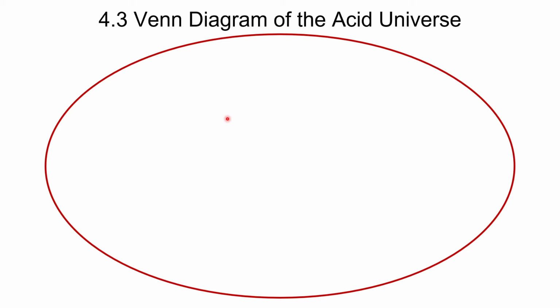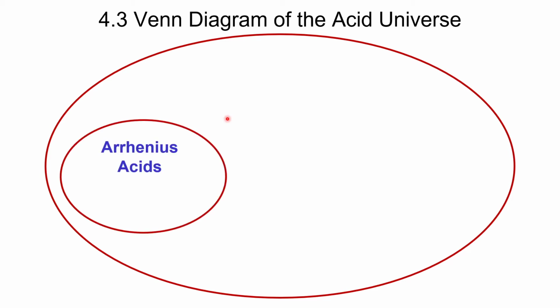Inside this big circle, we've got everything that we reasonably could call an acid. Inside that circle, there is a much smaller subset of these things that we could call acids that are traditionally what we think of as acids, and they are considered Arrhenius acids. So Arrhenius acids are things that when we put them into water, they increase the concentration of the hydrogen ion, typically by giving up H plus from the molecule. So those are called Arrhenius acids.